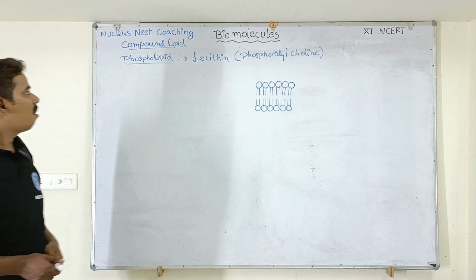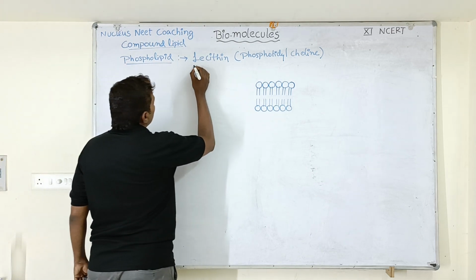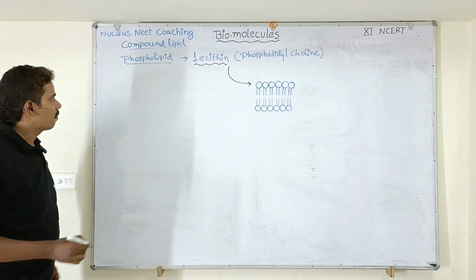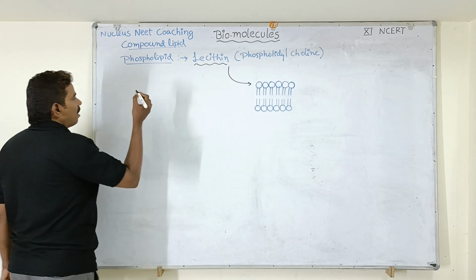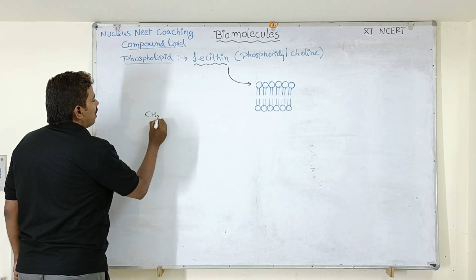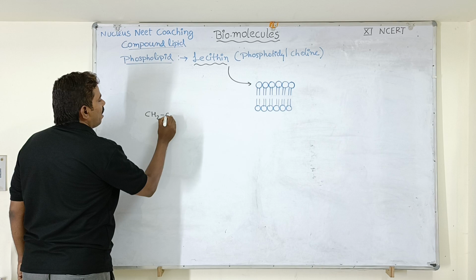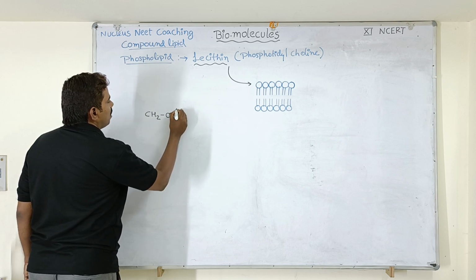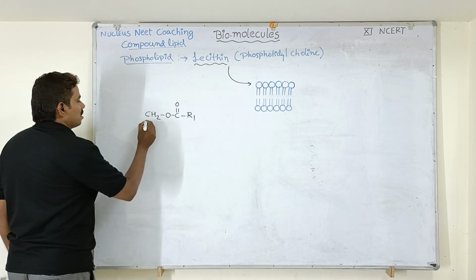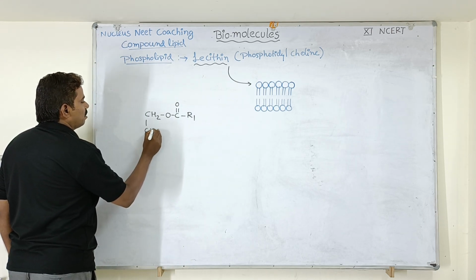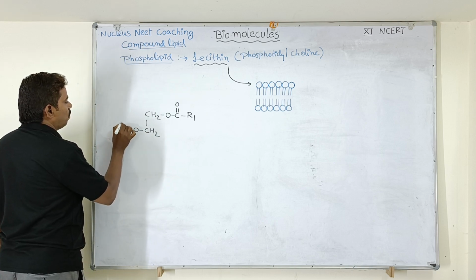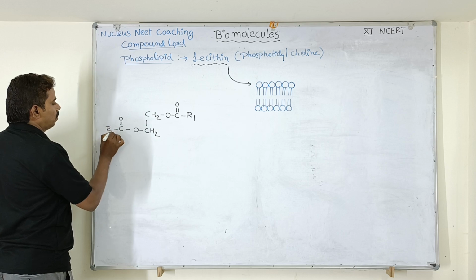Now let us see the structure of the phospholipid lecithin which is present in the cell membrane. Okay, so just like any other lipids, our lecithin molecule will also have glycerol, CH2 attached to a fatty acid, C double bond O R1. Second carbon attached to another fatty acid, O C double bond O R2.